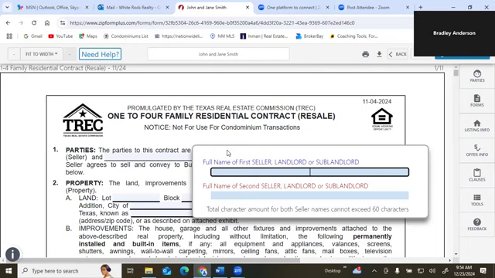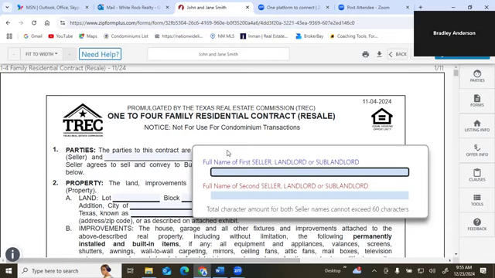Who are the parties to the contract? The seller. The seller is going to be either a person or a company. I get this question a lot. What if the tax records show an LLC? Well, that means that the home is deeded to that LLC.